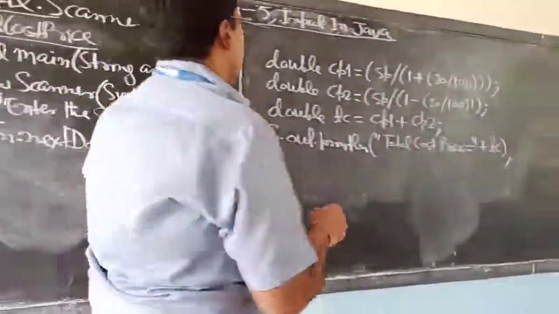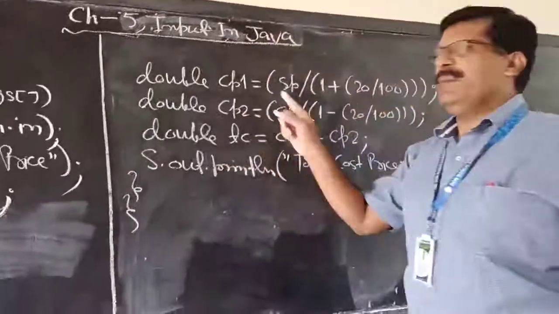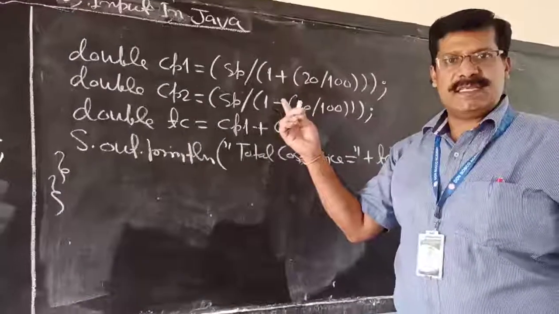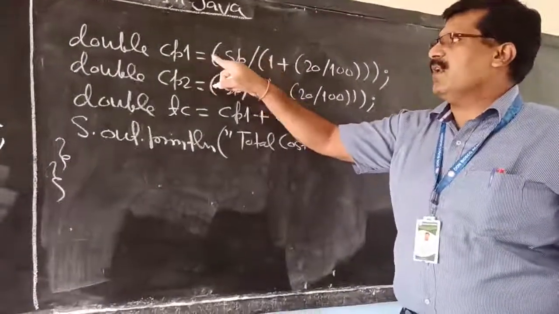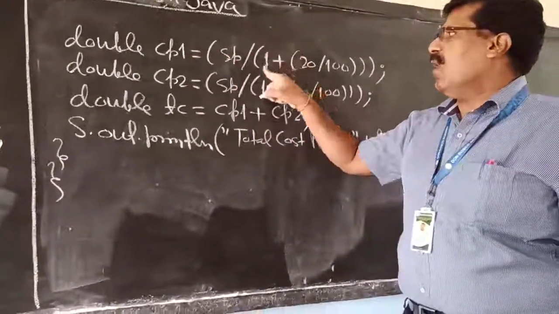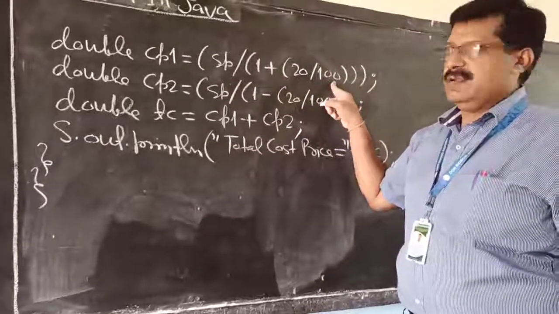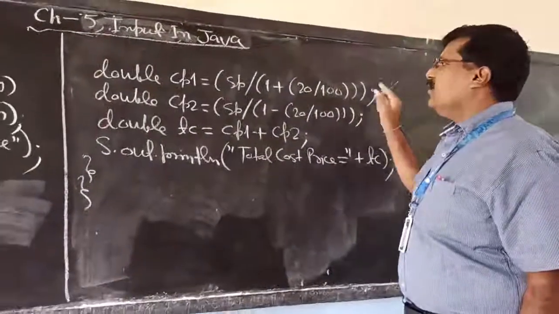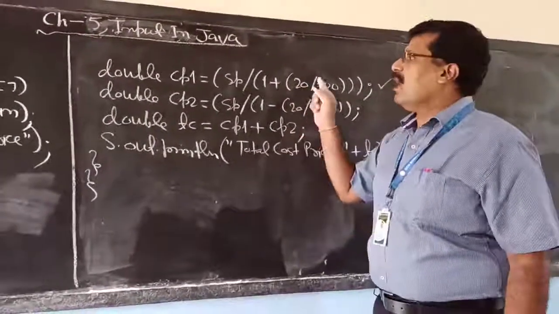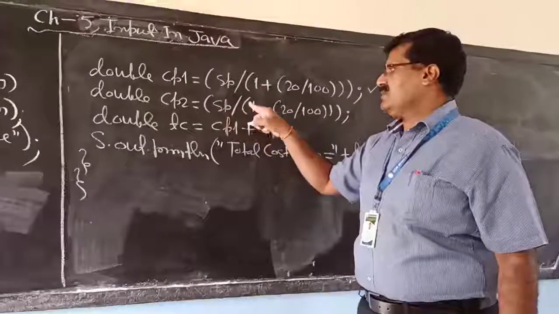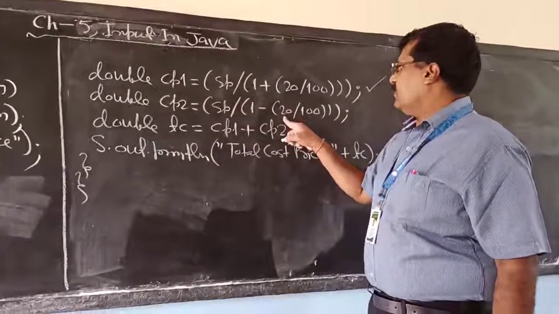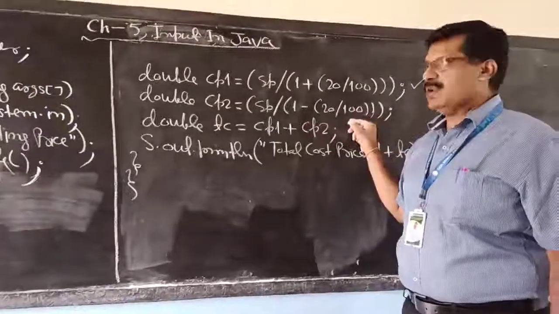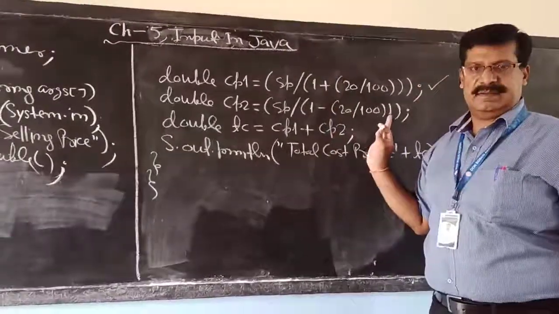Now see, double CP1. CP1 means cost price 1, equal to, when it is profit, SP by 1 plus 20 by 100. So this is the given formula. This CP is calculated for the first calculator. Now double CP2 equals SP by 1 minus 20 by 100. So this is the 20% loss for the second calculator.